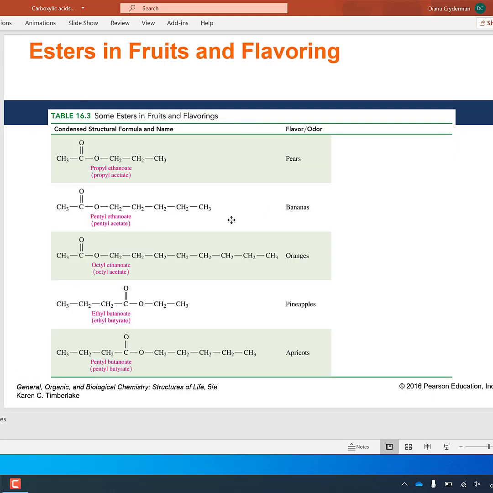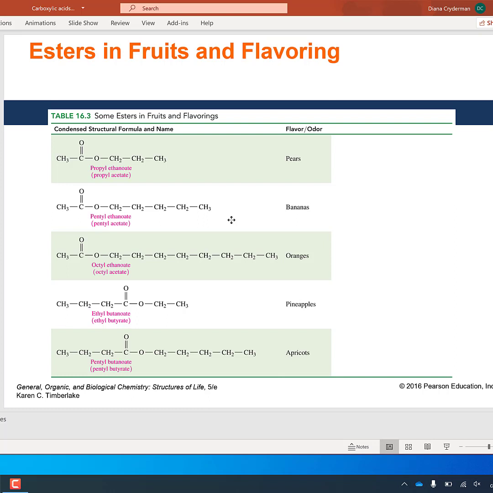Other examples: pears, propyl ethanoate; bananas, pentyl ethanoate; oranges is octyl ethanoate; pineapples, ethyl butanoate; and apricots, you can see is pentyl butanoate. And hopefully in lab, our plan is to be making some of these fragrant esters in the upcoming weeks.